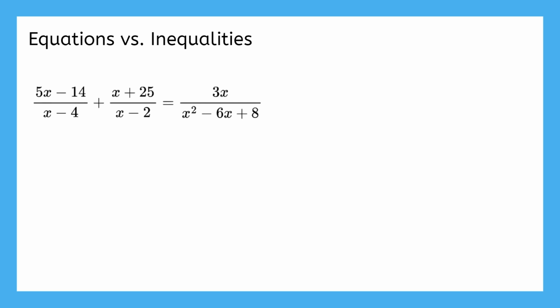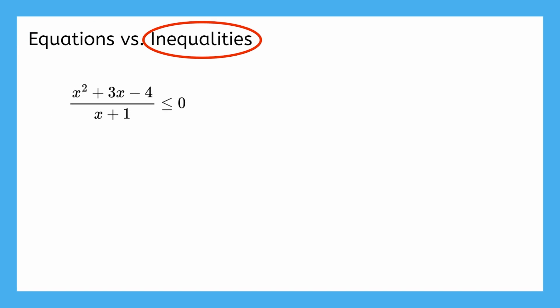This is an equation that we solved in a previous lesson. We got only one solution, and it was x equals -3. With equations, we might get one solution like in this problem, or maybe even a few solutions, or potentially none. But with inequalities, we get an infinite number of solutions. Here's the solution to this problem.